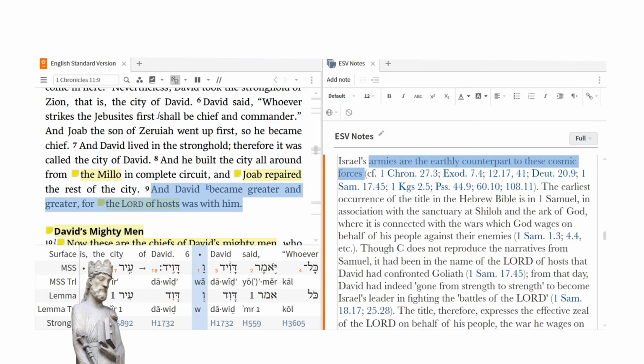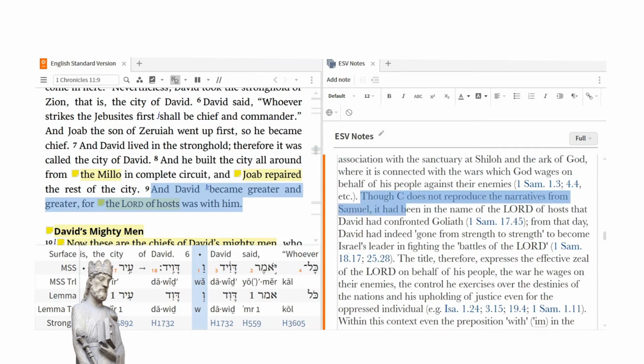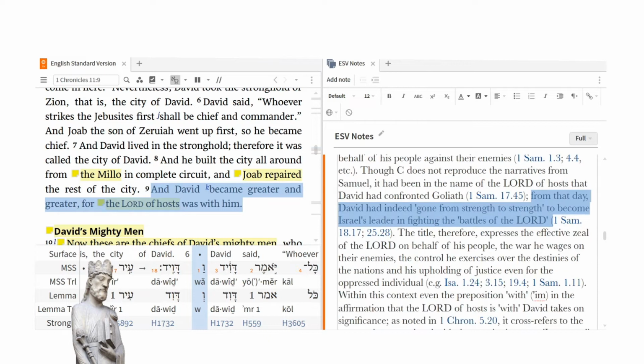But continuing on with Johnstone, the earliest occurrence of the title in the Hebrew Bible is in 1 Samuel in association with the sanctuary at Shiloh and the Ark of God, where it is connected with the wars which God wages on behalf of his people against their enemies. Though the chronicler does not reproduce the narratives from Samuel, it had been in the name of the Lord of hosts that David had confronted Goliath. From that day, David had indeed gone from strength to become Israel's leader in fighting the battles of the Lord.